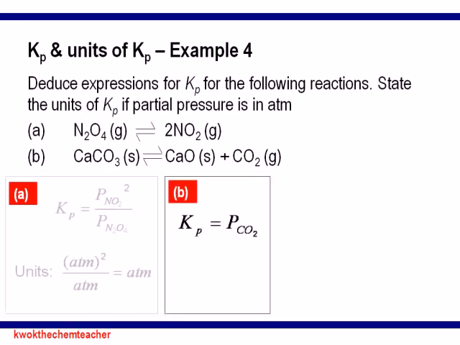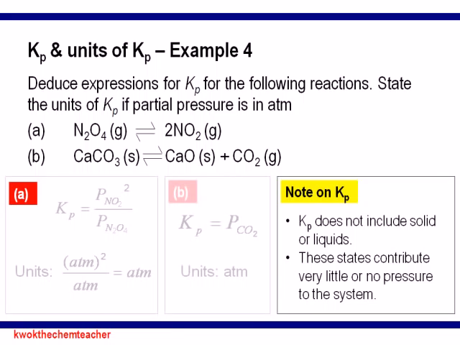For example B, the Kp expression will be just the partial pressure of carbon dioxide. That's simply because calcium carbonate and calcium oxide are both solid. They would not contribute any significant pressure to the system. Hence, the units of this Kp expression will be just atm. A good reminder about the Kp expression is that it is just about gases. It does not include solids or liquids. These states contribute very little or no pressure to the overall equilibrium system.